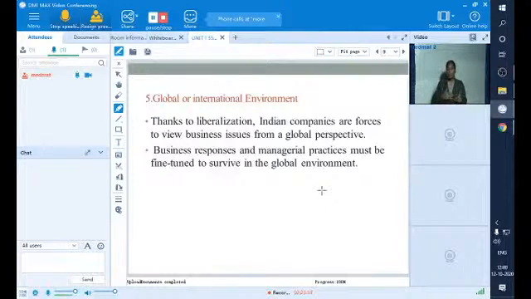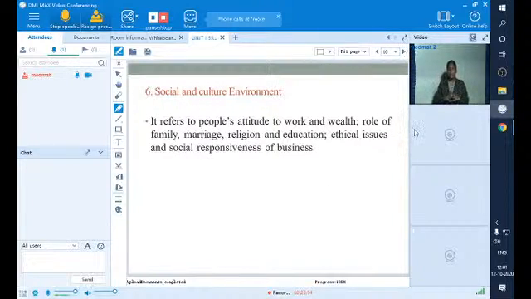And next, you need to know about the technology you are going to use when you launch your business around the globe, whether the technology is good enough to withstand in the particular market. That you need to see. So this is the fifth environment, the global or international environment. And the sixth one is the social and cultural environment.